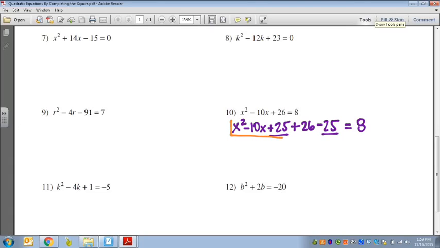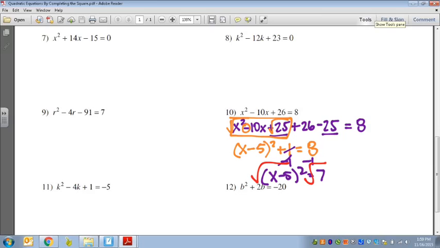All right, so we take our first 3 terms, which is a trinomial, and we're going to get x minus 5 squared. And then 26 minus 25 is positive 1. And that all equals 8. Okay, to get the x by itself, we have to subtract 1, which gives me x minus 5 squared equals 7. To solve this, we have to square root both sides. And that's going to give me x minus 5 equals plus or minus, don't forget plus or minus whenever you take the square root of a number, radical 7.